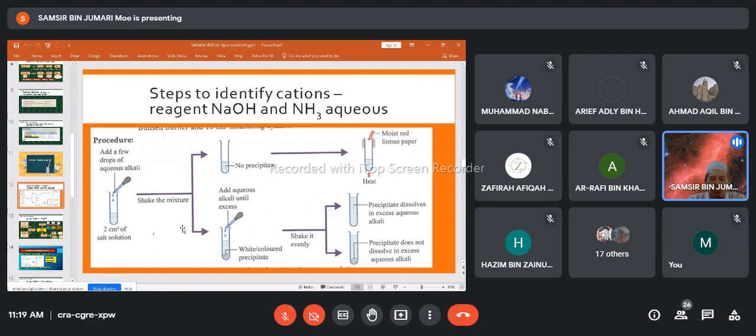Okay, so the observation, we have to take up the observation. Maybe there is a precipitate or no precipitate. Okay, and the precipitate that will be formed may be colored or colorless. Okay, for example, this is the simple procedure.